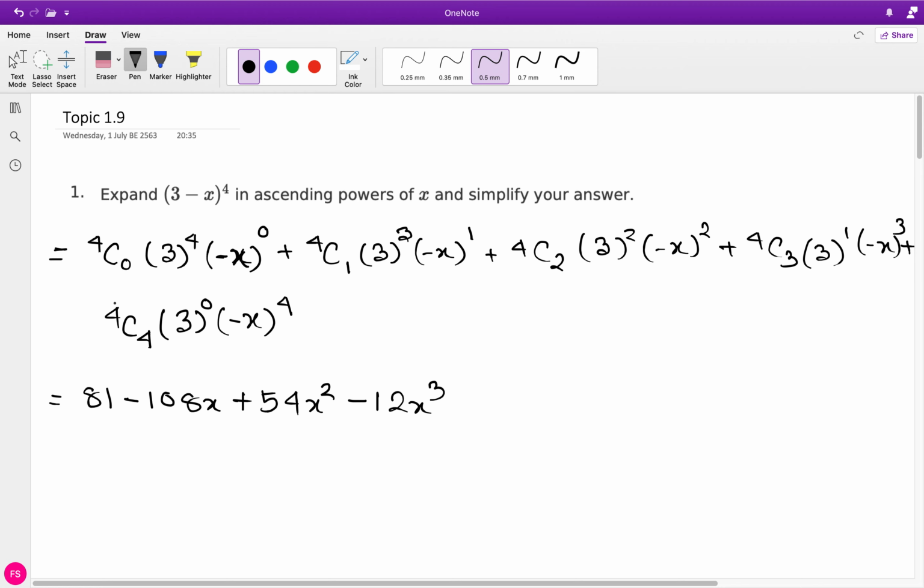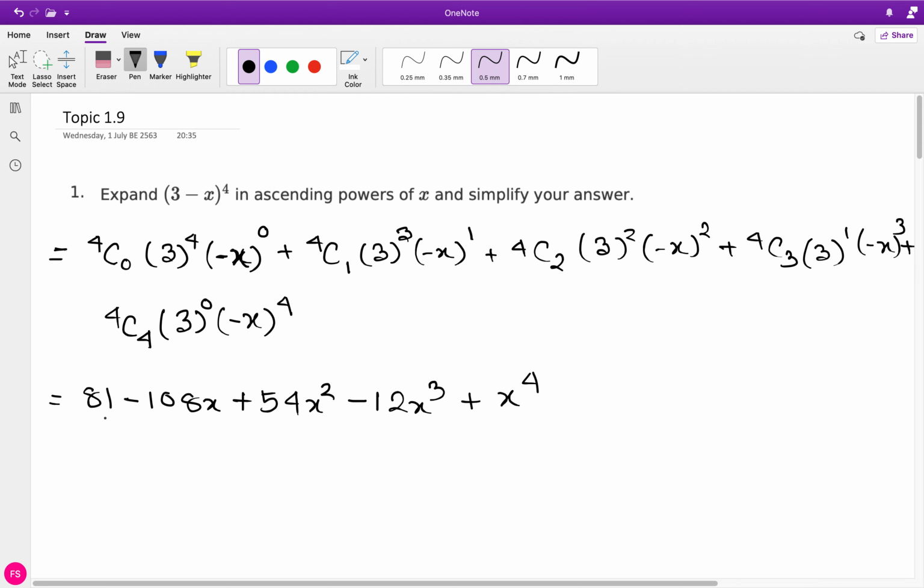And the last term, 4c4, is just 1. 3 to the power of 0 is also 1, so you can cancel these things out. The only term that's left is x to the power of 4. This is an even power. That means it's going to be positive. So this is my final expansion. This is how you can just expand it in ascending powers of x. So you start with the smallest power of x, that is x to the power of 0, and then you keep on increasing it. Okay, so that's our simplified form.